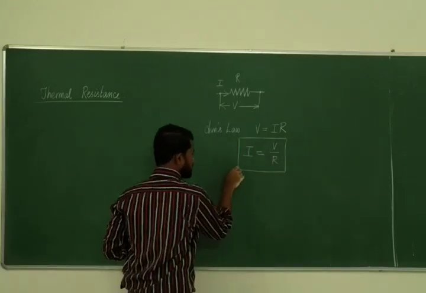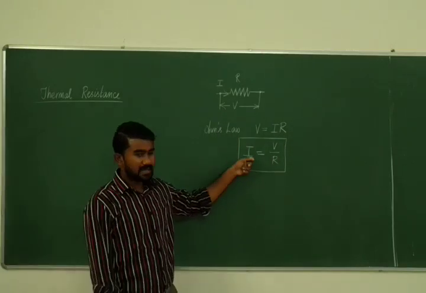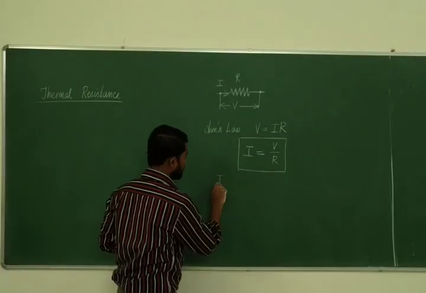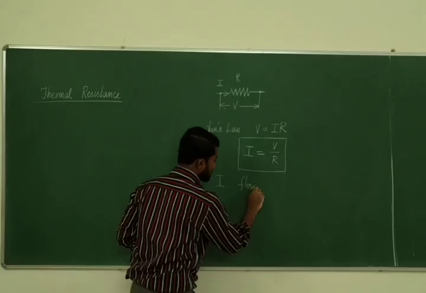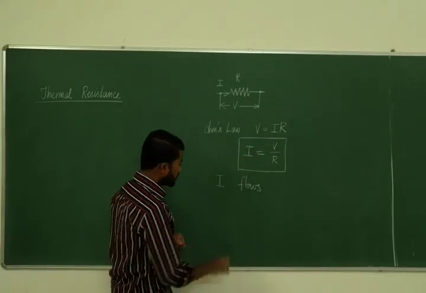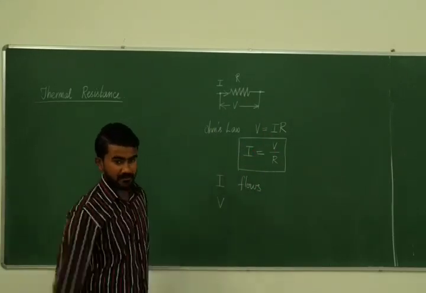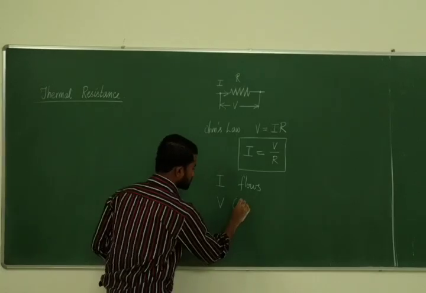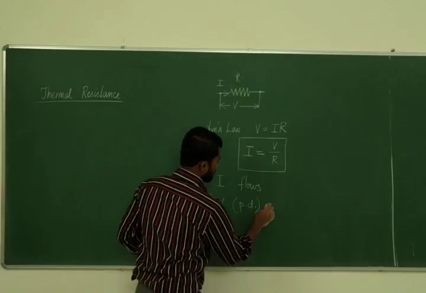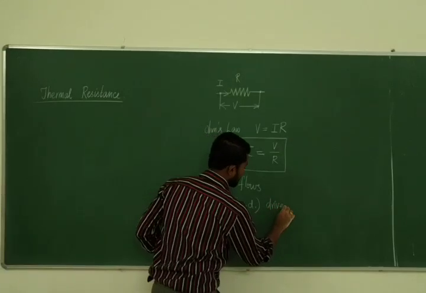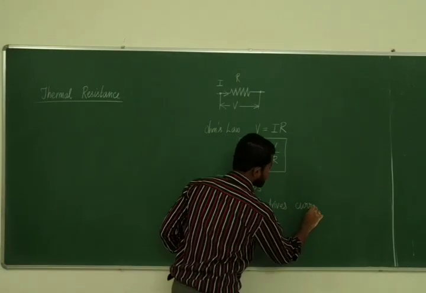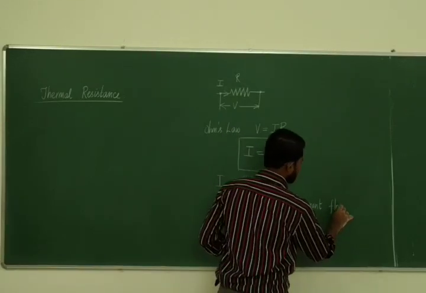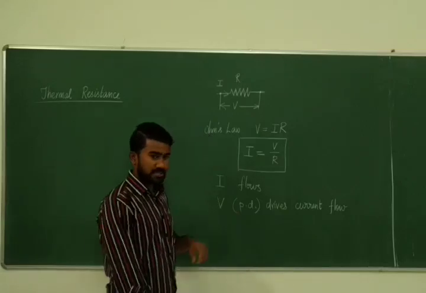Now in electricity, you know what is meant by current. Current is the quantity that flows. I is the quantity that flows through the resistor. V causes the current to flow. What is the role of potential difference? The potential difference drives the current flow. If there is no potential difference, there will not be any flow of current. So the driving force here is the potential difference.